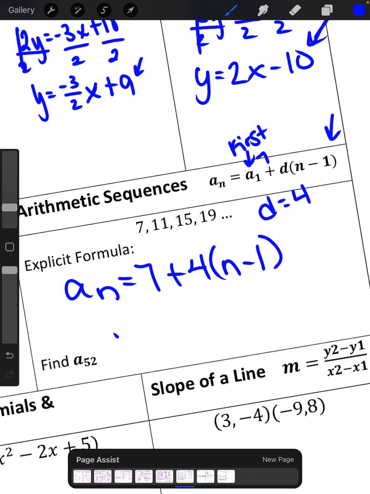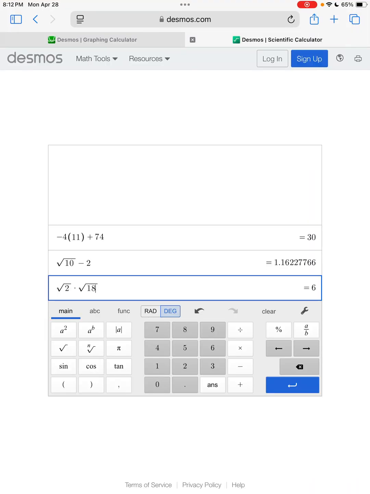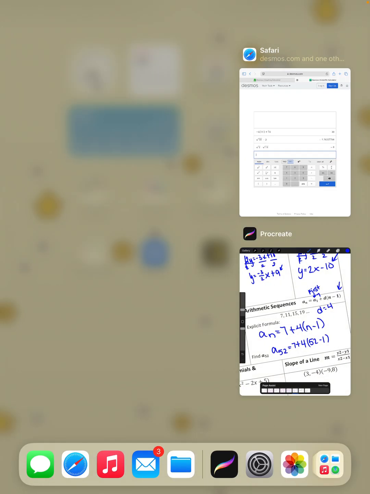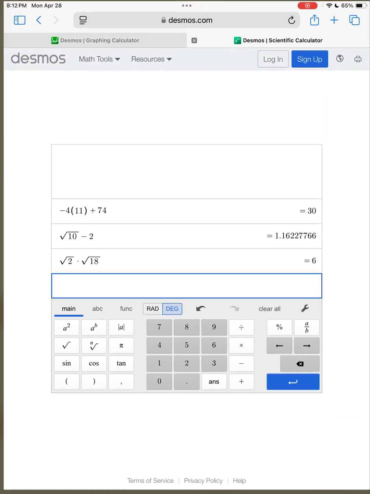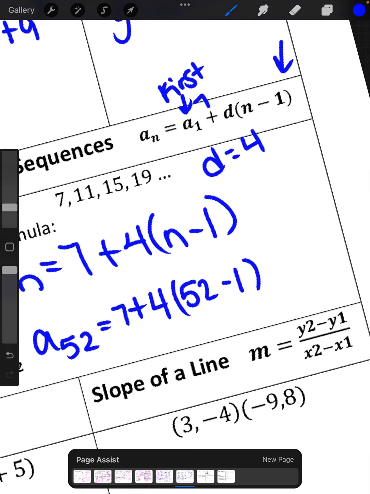However, it asks you to find a sub 52. So a sub 52 equals 7 plus 4 times, and because it's asking for 52, you're going to put 52 in right here, minus 1, and then I'm just going to open up Desmos so you can see my calculator. Hit enter, and that was 7 plus 4 times 52 minus 1, which gives me 211.